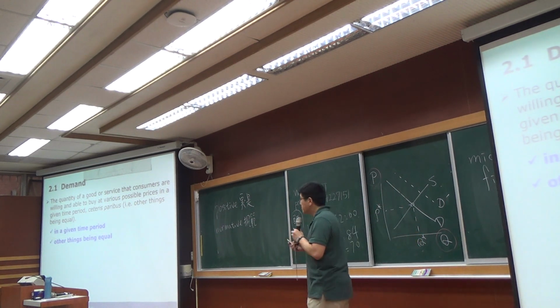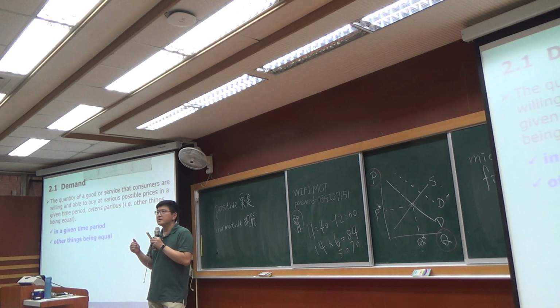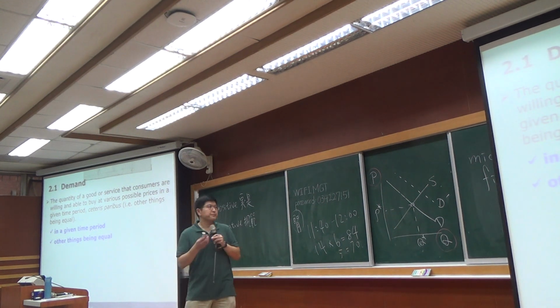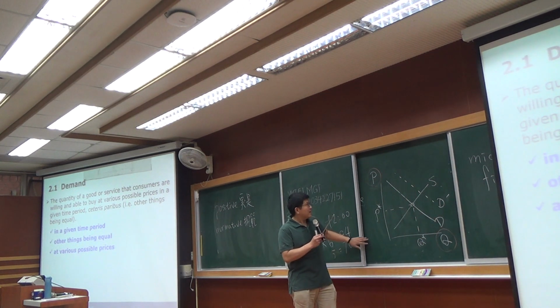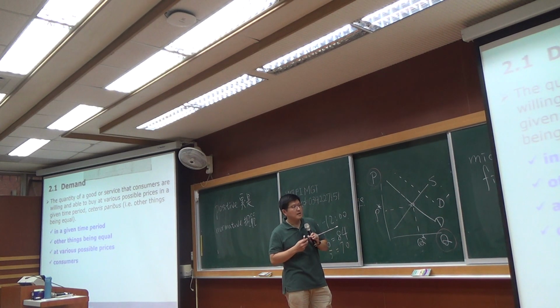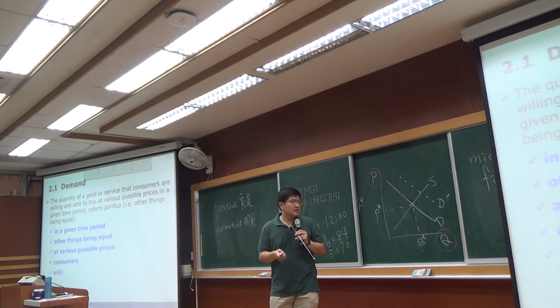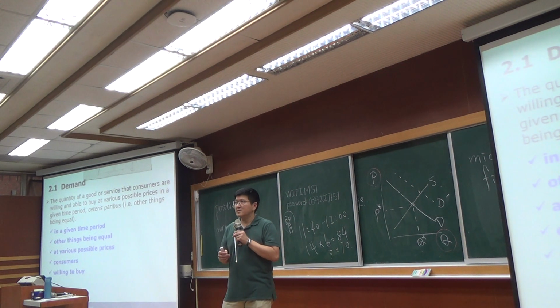And other things being equal, what does other things mean? Other things include the prices of the complements or the substitutes, or your taste, or your budget, your income, your earnings. And at various possible prices, consumers are willing to buy, which means you have the willingness to buy.